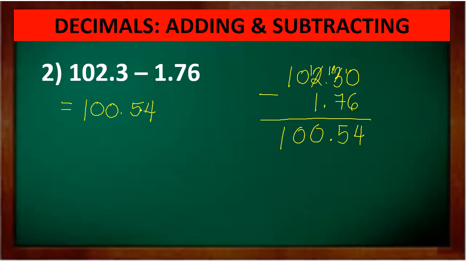So, as long as you remember the rule, i-align mo yung decimal point, hindi tayo magkakamali. Okay? So, kasi kung ilalagay mo yan kung saan yung decimal point, maiiba na yung answer natin. So, first thing foremost, you have to write the numbers vertically and align the decimal points.